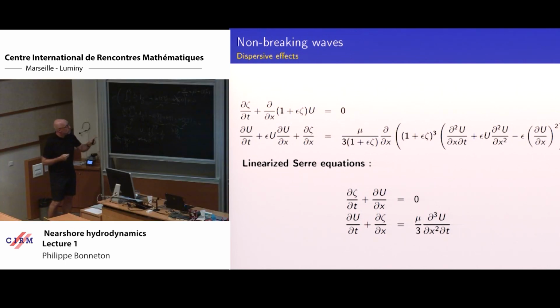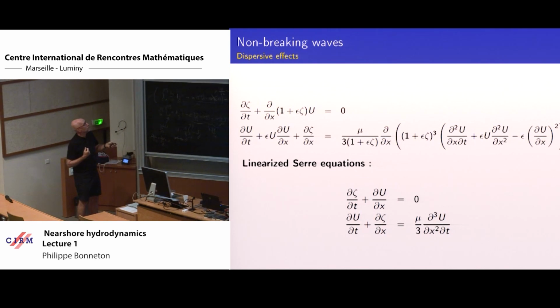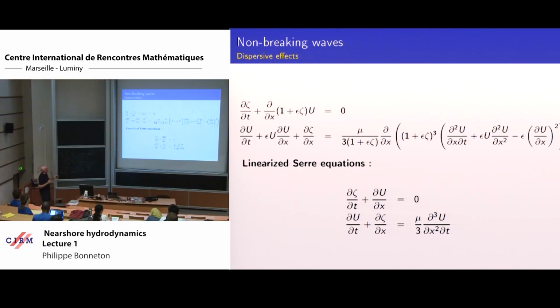Well, perhaps just this one I would like to conclude with. So you have here the Serre-Green-Naghdi equation. I have just replaced h, the water depth, by 1 plus epsilon zeta. It is the definition of the water depth, the still water depth plus the elevation of the free surface. And I would like to introduce the dispersive effect, and for that I neglect the nonlinear terms. So you can suppress all terms with the very small epsilon parameter.